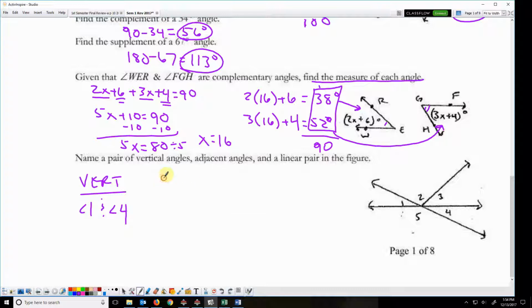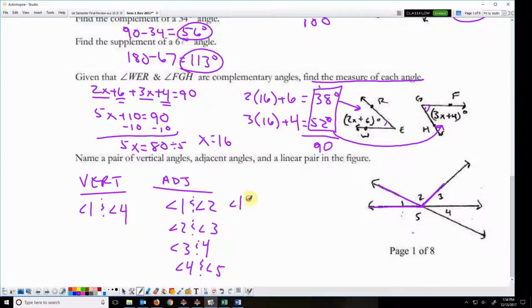Next is adjacent angles. Adjacent angles are any two that share a side and a vertex, like angles 1 and 2. I could also do angles 2 and 3, angles 3 and 4, angle 4 and 5, or angle 1 and 5.